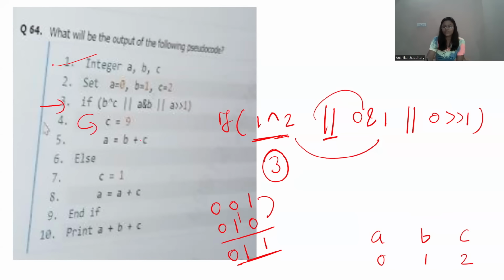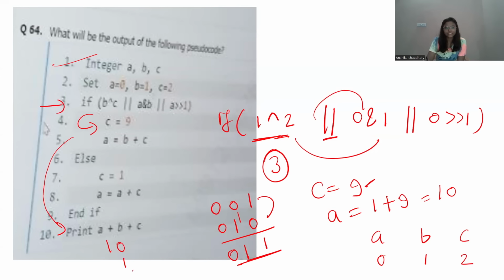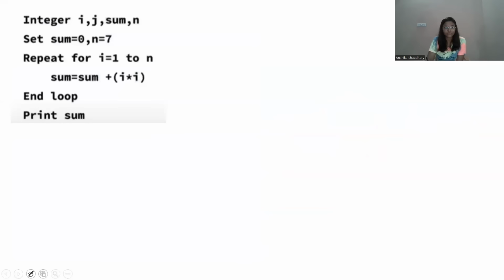We will come into the if part, and we have to update the value of C to 9 and A equals B plus C. So B was 1, C was 9, right? This is the latest updated value, and it will become 10. Okay, now we will not go into the else part. We will come here. A plus B plus C. So A is 10, B is 1, and C is 9. So 10 and 10 will become 20, and 20 will be the correct answer for this question. I hope you got it. Right, so let's move on to the next question.